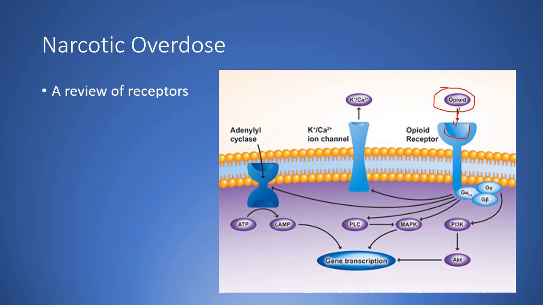The difference is, of course, if we have different shapes of narcotics, they may fit in there a little bit better than others. So opioid binds into the receptor, and then you have some sort of action in the cell. It's not so much important that you know this, it's just that there is a chemical change within the cell when you have a narcotic binding to the receptor.